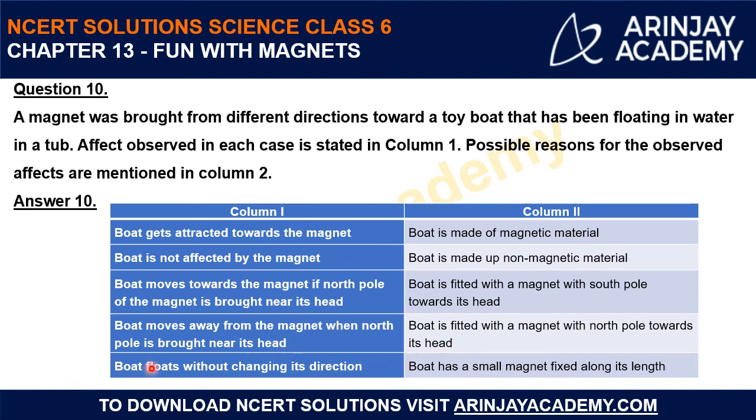The last effect that we observed here is that boat floats without changing its direction. So if the boat is not changing direction at all, it is simply floating. That simply means the boat has a small magnet that we have fixed along its length. Because in that case the boat will not change direction, but will simply float. So we are done with this question as well.